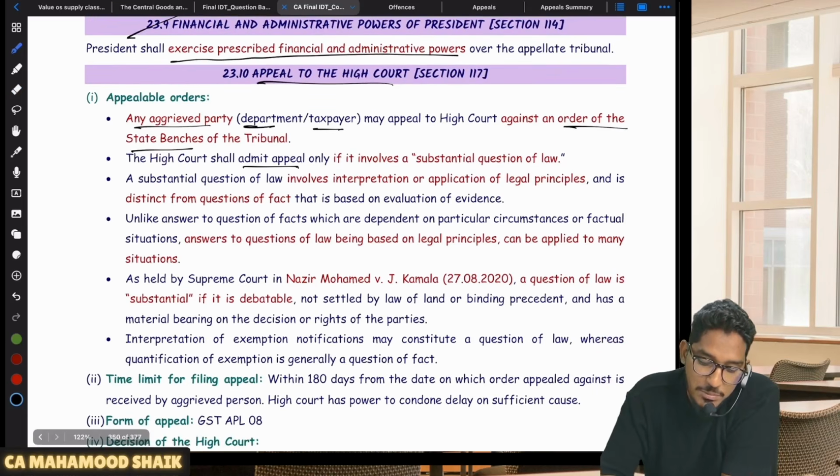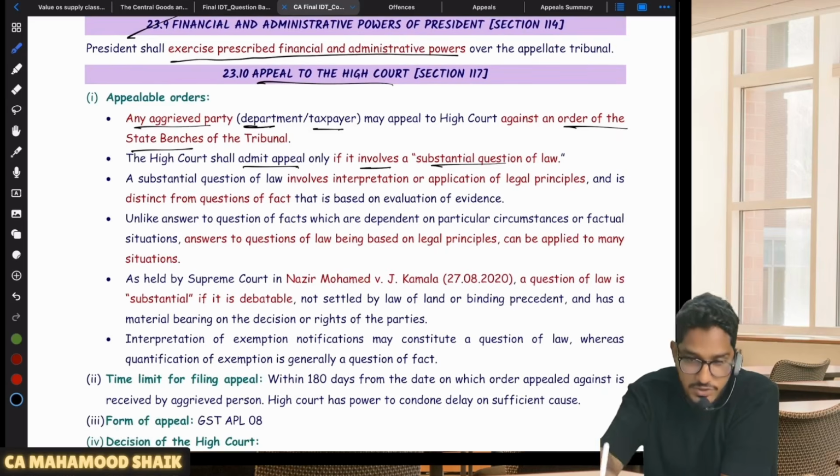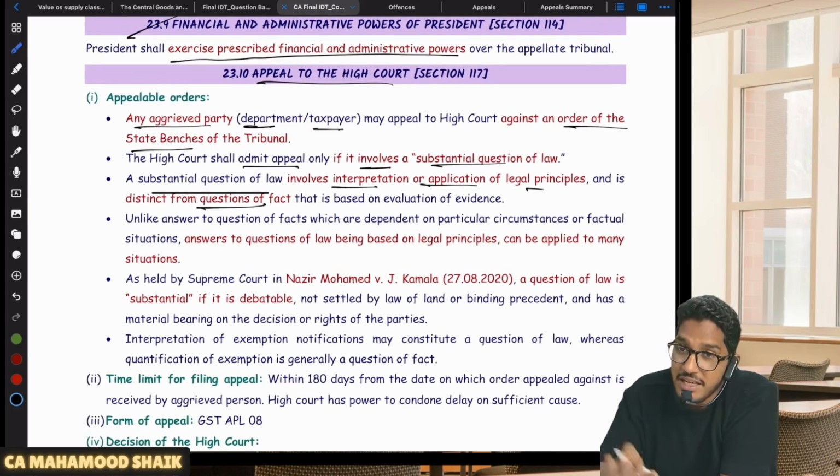The High Court shall admit appeal only if it involves a substantial question of law. A substantial question of law means what? It involves an interpretation or application of a legal principle, and it is distinct from a question of fact that is based on evaluation of evidence.